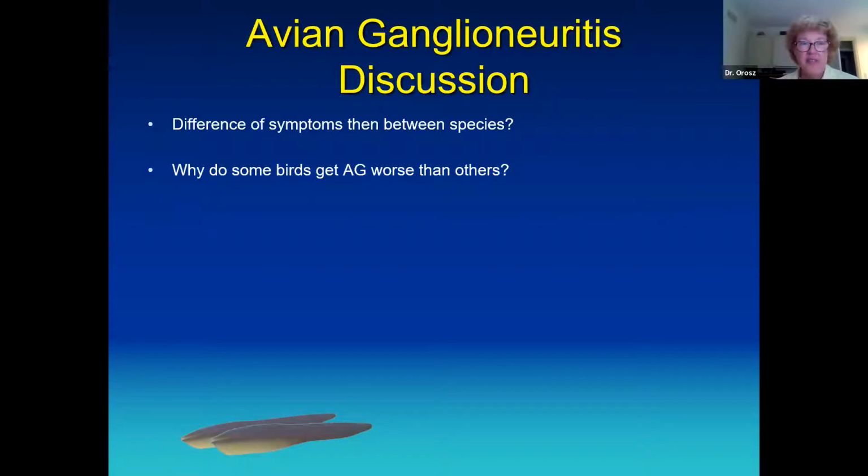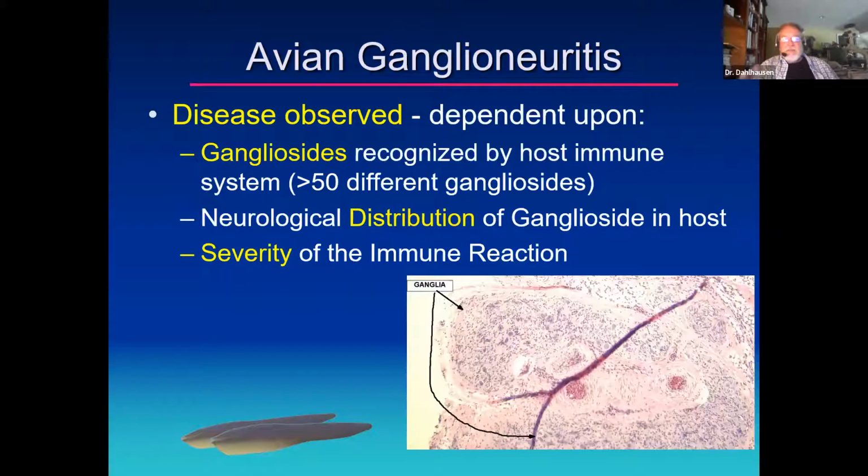Okay. So the next question is talking about the difference in symptoms between species. Why do some birds get worse than others? I think basically, we know that the disease that we observe is dependent upon the gangliosides that are recognized by the host immune system. And there's over 50 of these different gangliosides in the body. So it's going to depend on the neurological distribution of these gangliosides in the host, what gangliosides are recognized, and the severity of that immune reaction.